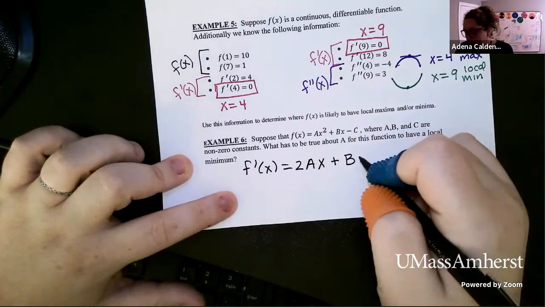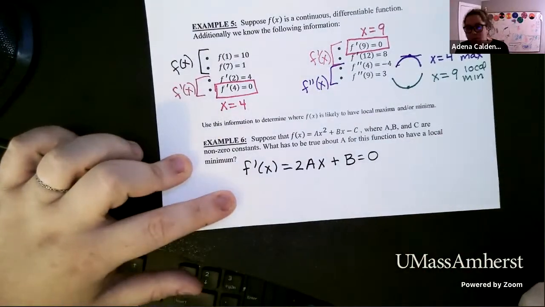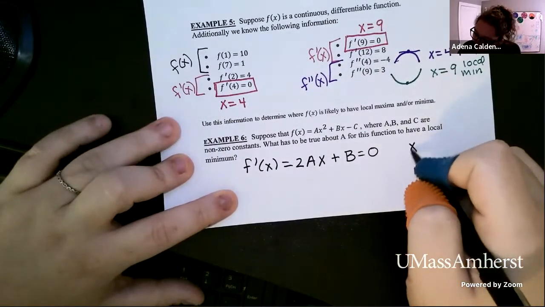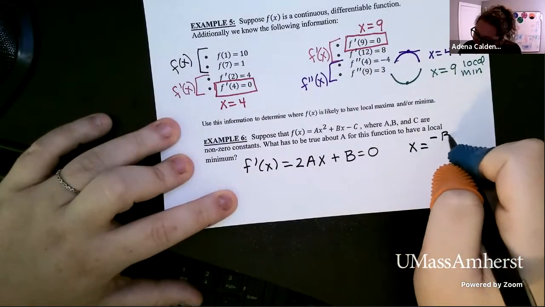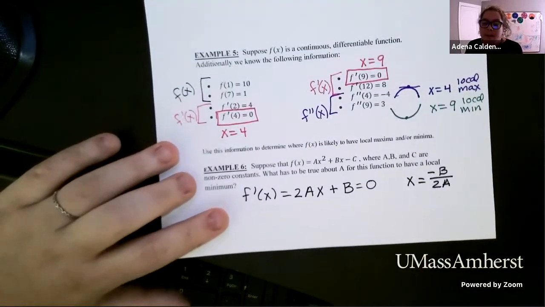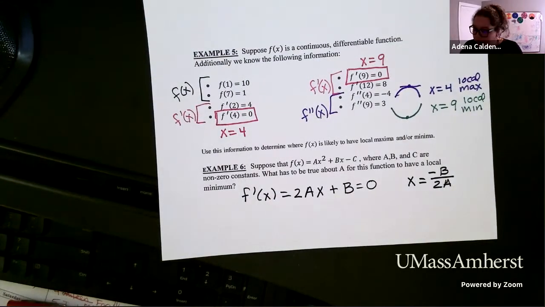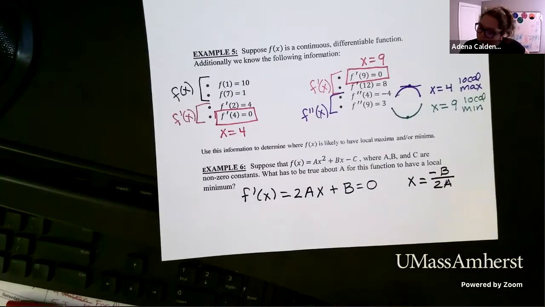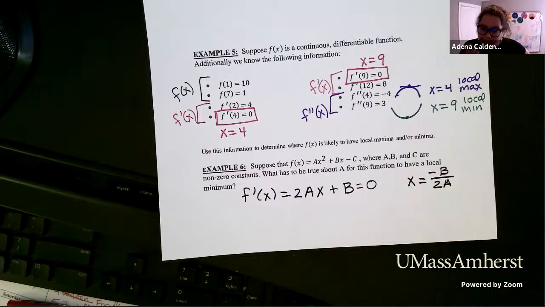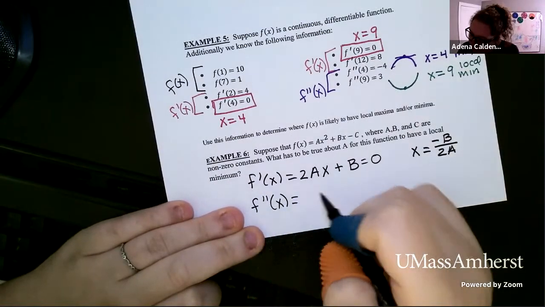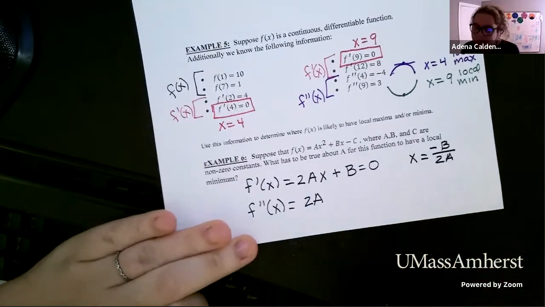If we were looking for the critical point, we would set this equal to 0 and solve for x. So we would subtract b over and then divide. And we would get x equals negative b over 2a. That's our critical point. But that doesn't help us ensure that that critical point is a minimum, right? We're trying to figure out what will force this to be a minimum for us. So what we do now is we think about the second derivative. And we get that the second derivative is 2 times a.